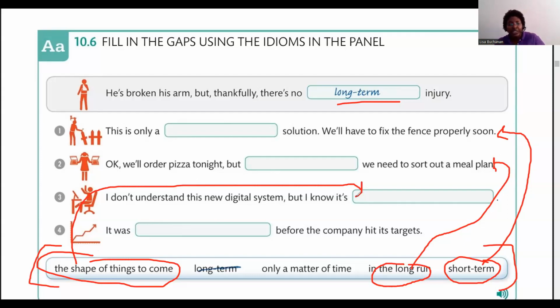And the last one, it was only a matter of time before the company hit its target. So eventually, only a matter of time. So do you see how these expressions are used to show probability, short term, short period of time, long term, long period of time, in the long run, the shape of things to come. So it helps us with making predictions and probability. Let's move forward.